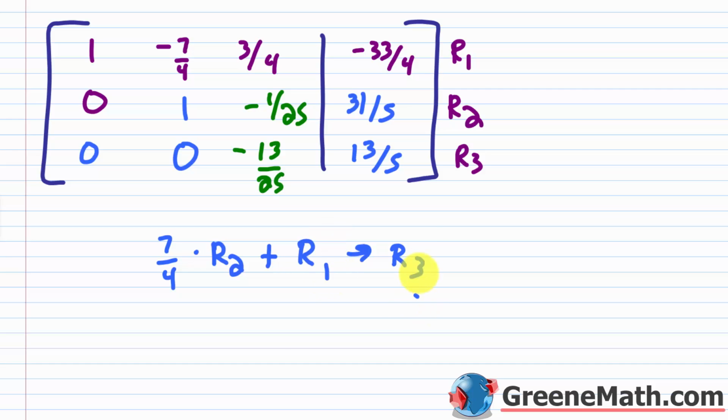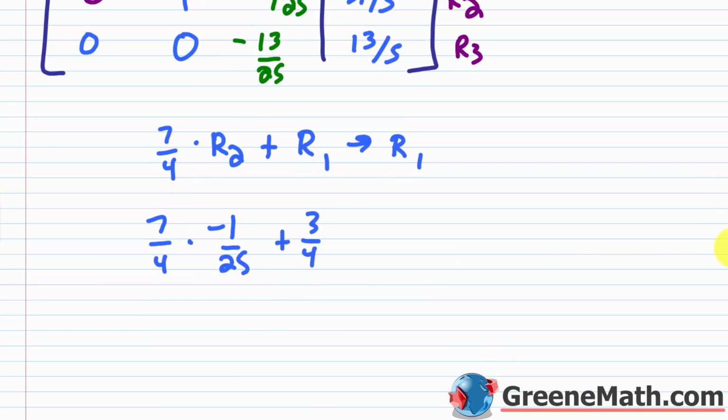Okay, that's going to be my new row 1. And so I already know that this is going to be a 0. Okay? Then you would have 7 fourths times negative 1 over 25, add that to 3 fourths. So this right here would be negative 7 over 100 plus, if I multiply this by 25 over 25, I would have 75 over 100. Negative 7 plus 75 is going to be 68. So this would be 68 over 100.